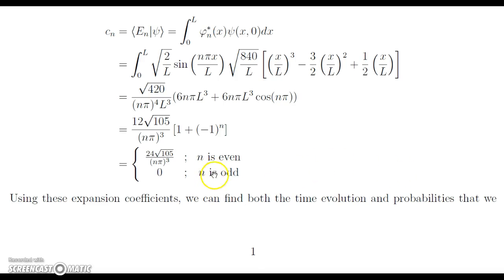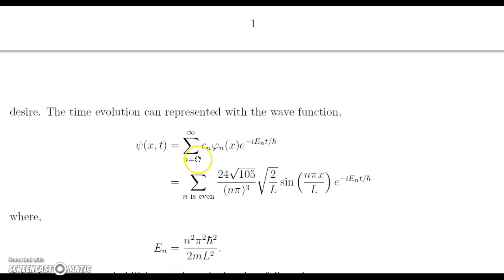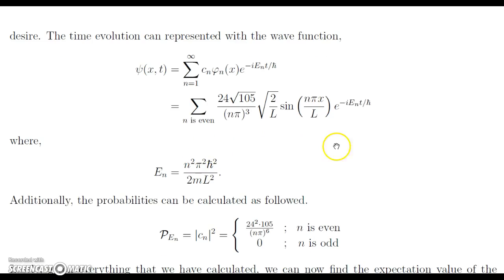So using these expansion coefficients, we can now find the time evolution and probabilities that we desire. And the time evolution can be represented with the following wave function, psi of x and t is equal to the sum from n equals 1 to infinity of our coefficients times the eigenstate wave functions, times e to the negative i E_n t over h bar.